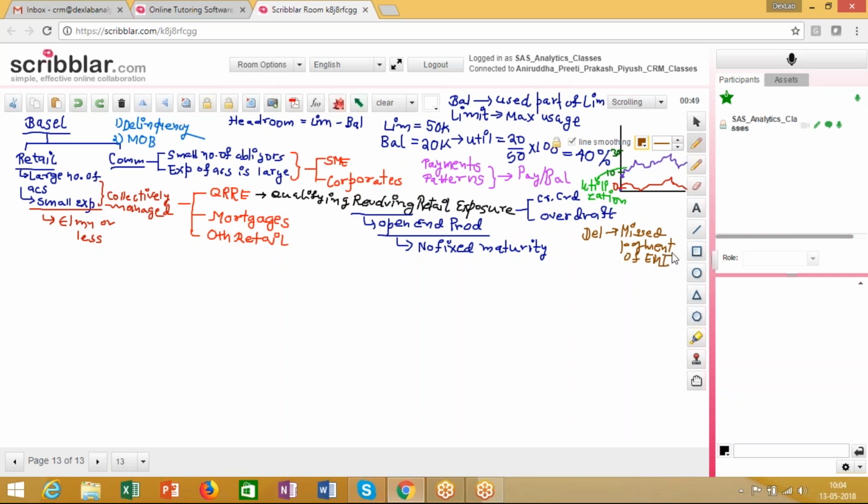Right. So, missed payments of EMIs. Now the question that comes up is: why is delinquency such an important variable? Delinquency gives us an idea about your overall risk. It tells us how risky a particular borrower is. So, is a borrower risky at all or not?